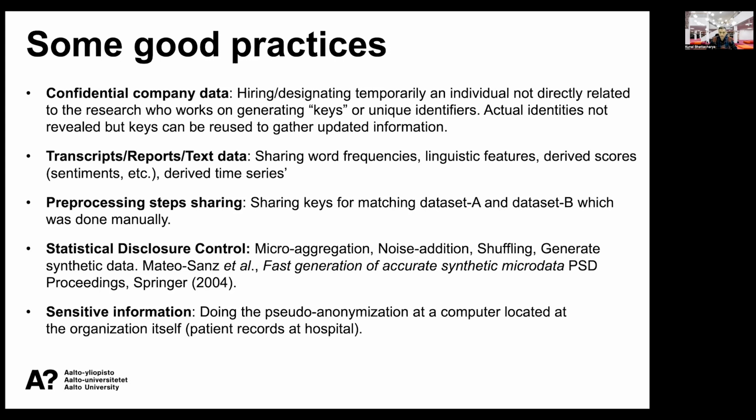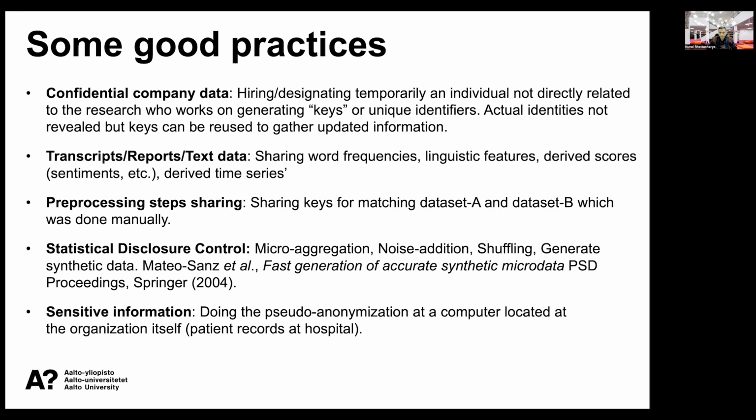And there are many other methods, like, for example, a method of generating precisely synthetic data, or data that resembles the original data, but is not exactly the original data. So it is called statistical disclosure control, with which you could do something called micro aggregation, noise addition, shuffling, or generate synthetic data. By this you could share some kind of statistics or features of the data, but you are not exactly sharing the original data set.